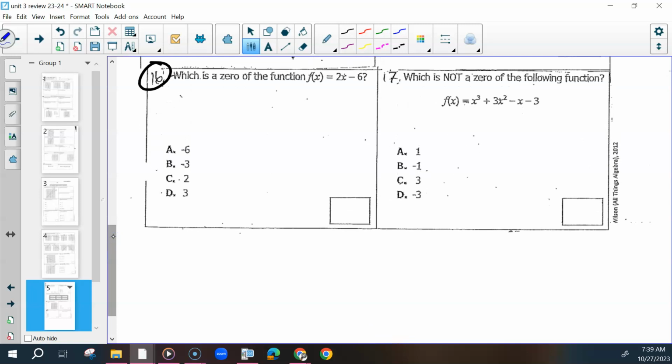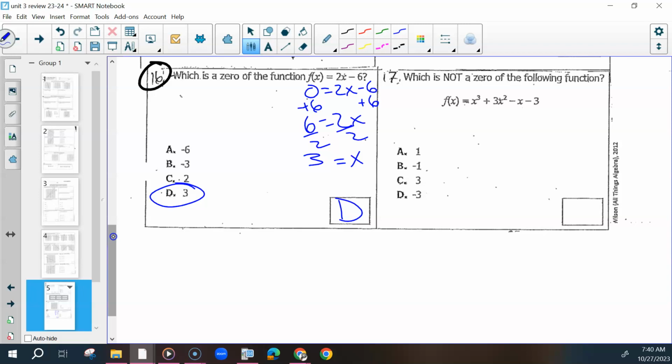If we're looking for a 0, what intercept are we looking for? X. That means our y value has to be 0. So change f of x to be 0 and solve for x. So the x value is what? So if you would put that in the calculator and graph it, you would see that it crosses the x-axis at 3.